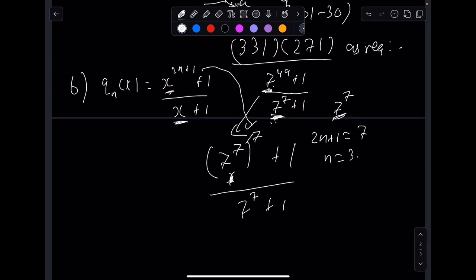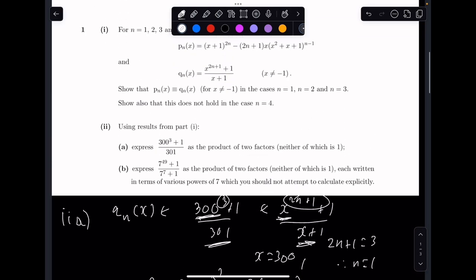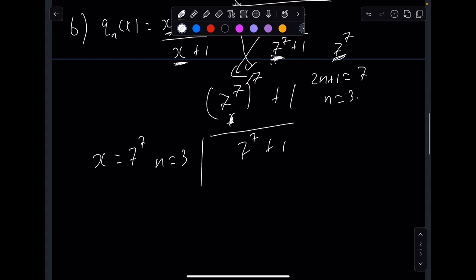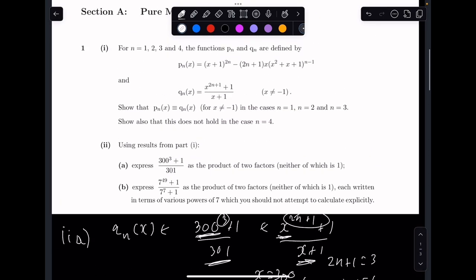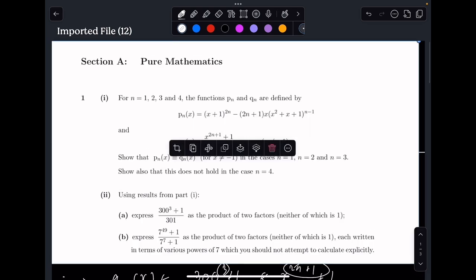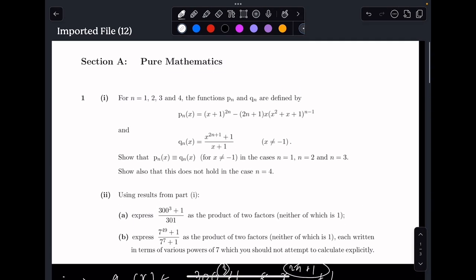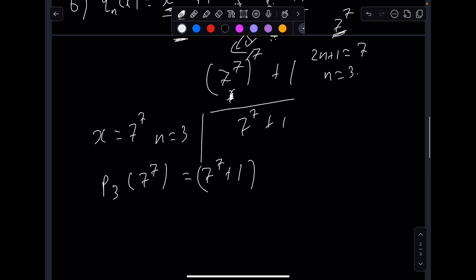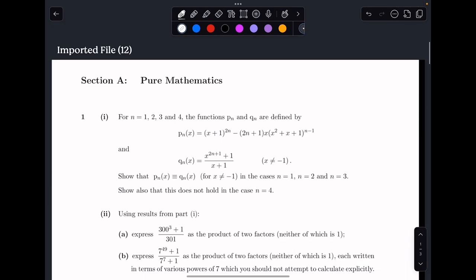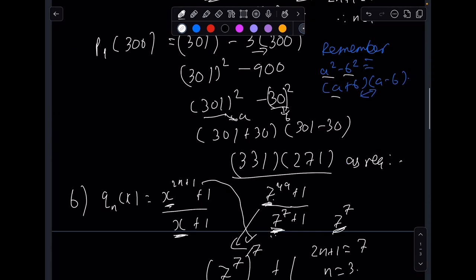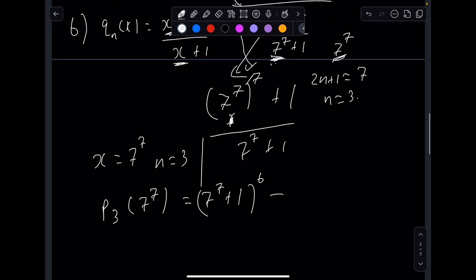Okay, so now we have this. Our x is 7 to the power of 7, n equals 3. Now let's use Pn of x. So P3 of x is 7 to the 7. Let's sub in and see what we get. So we have x plus 1, so that's 7 to the 7 plus 1 to the power of 2n. So 2n is 6, minus 2n plus 1. So 2 times 3 plus 1 is 7.